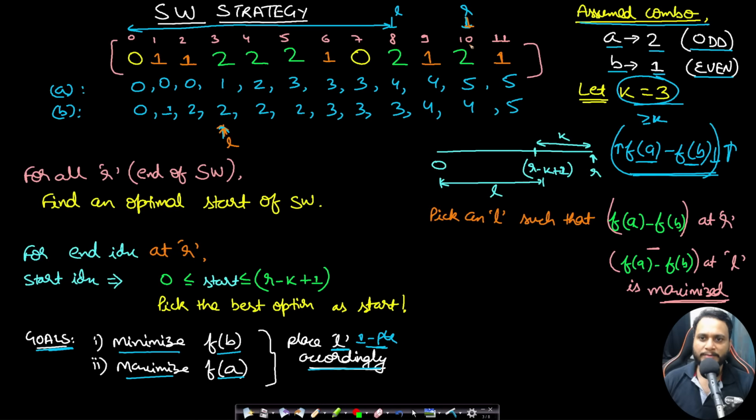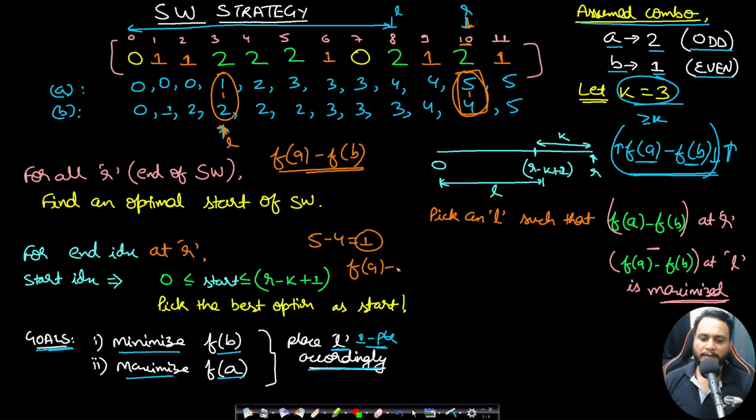So you know that R is present at this point and L is present at this point. Then you can easily calculate it. You can get the f of A minus f of B by simply subtracting this value difference with this value difference. Why is this happening? Because 5 minus 4 equals 1 is giving you f of A minus f of B in the range of 0 to 10.